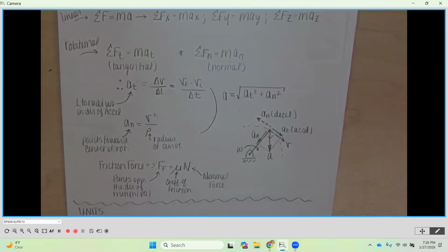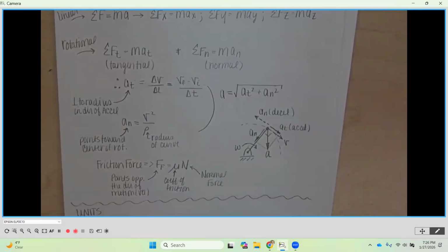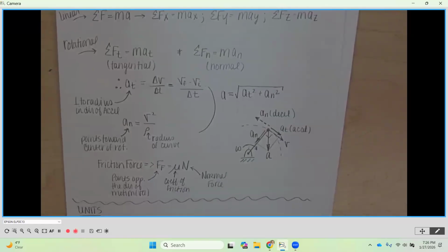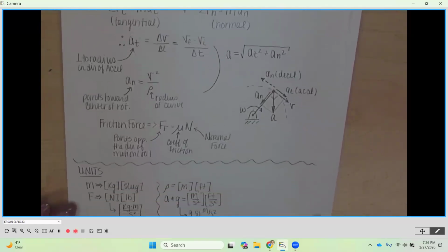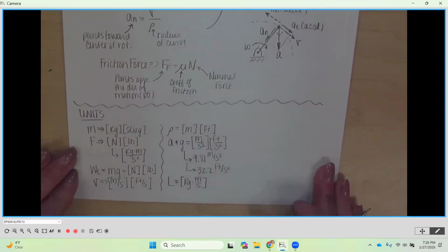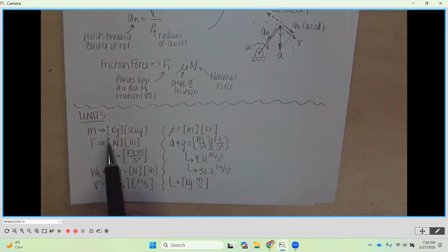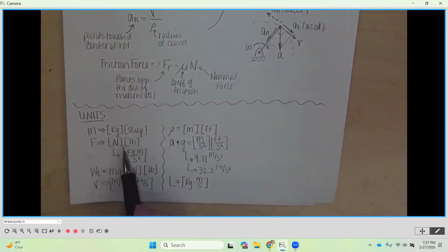Now, additionally on my sheet, I've started to add what the final units are for different types of elements. So for instance, for mass, if I'm in the metric units, it's kilograms. If I'm in English units, it's a slug. For force, I'm going to be in newtons or pounds, and a newton expanded is a kilogram meter per second squared.